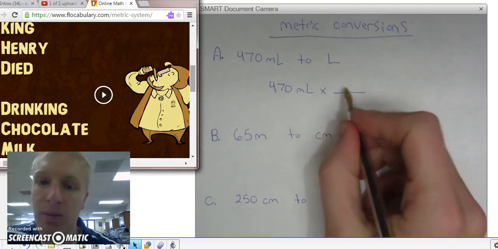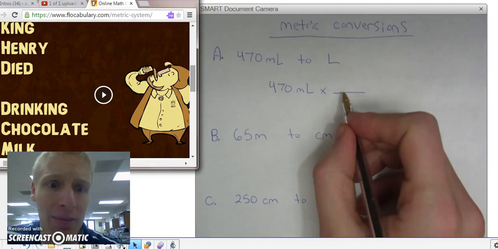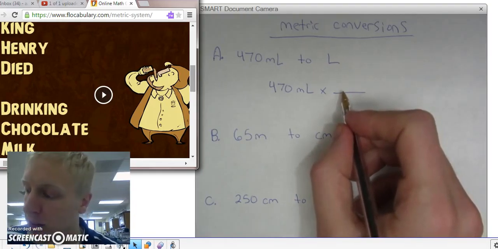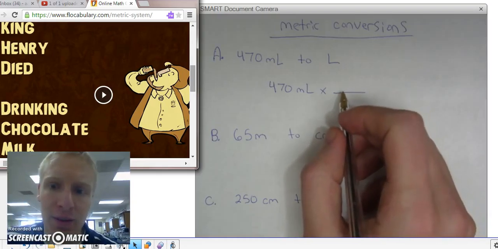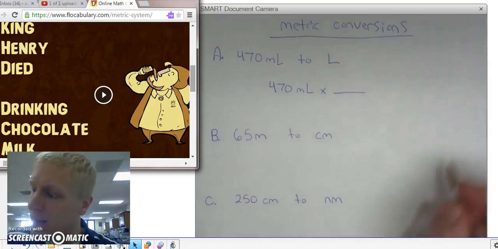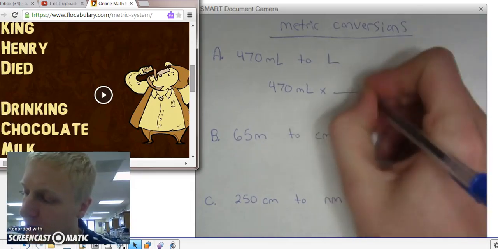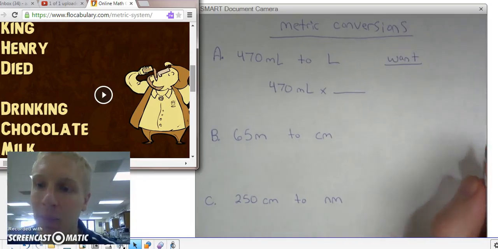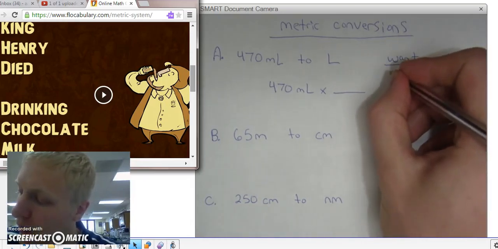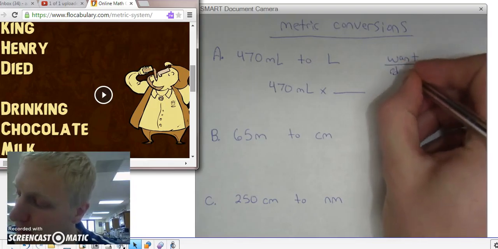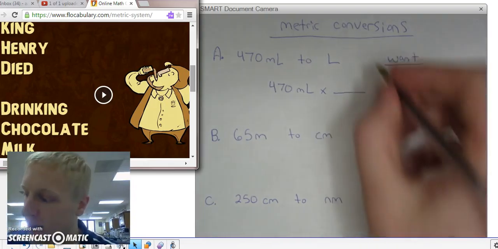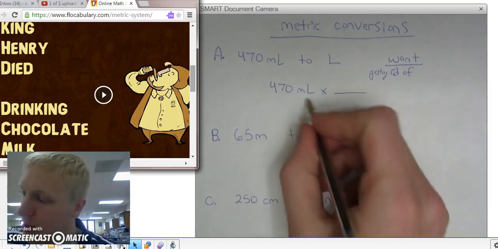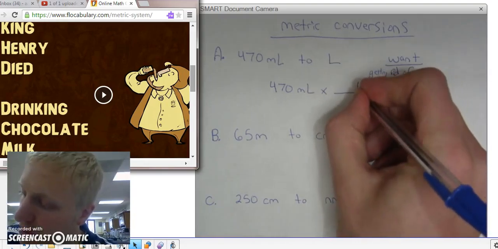And it's really important to be able to do it this way, because throughout the rest of the course, when we get into mole conversions, when we get into pressure conversions, stoichiometry, you're going to use this same method. And for your conversion factor, you always put what you want to convert to on top, and what you're getting rid of is what you put on the bottom. So in this example, we want liters.